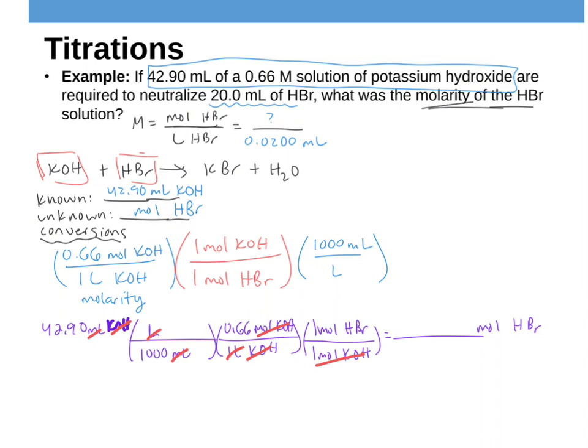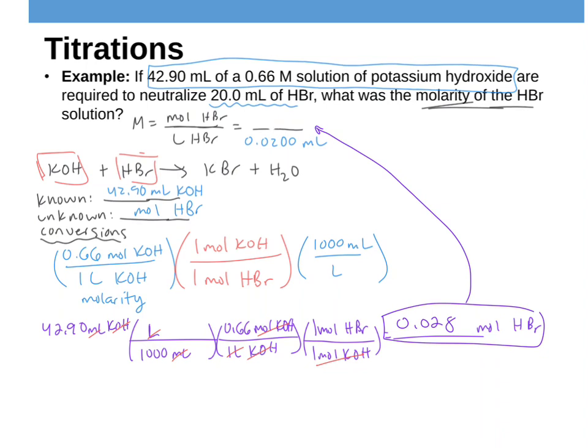And if you do all of that math, let's see, what do we get here? We get 0.028 moles of HBr. So now I get to take that and plug it in up here, right? So I'm going to erase my question mark because it's no longer a question mark. I know that it's 0.028 moles of HBr. Remember that mole is little mol, molarity is just a capital M. And then I can just solve that. Divide 0.028 by 0.0200, and we get 1.4 molar. That's the molarity of my HBr solution.